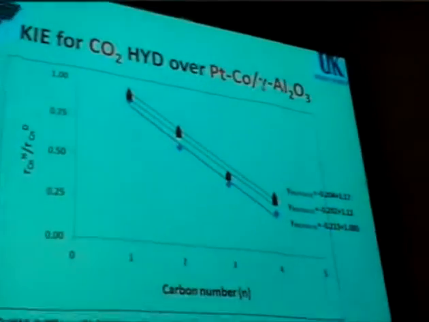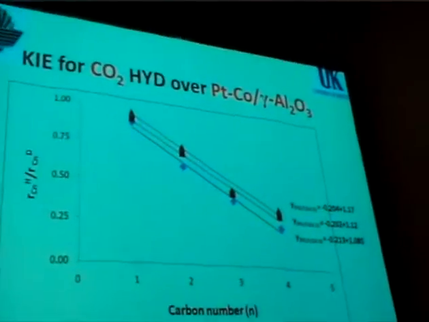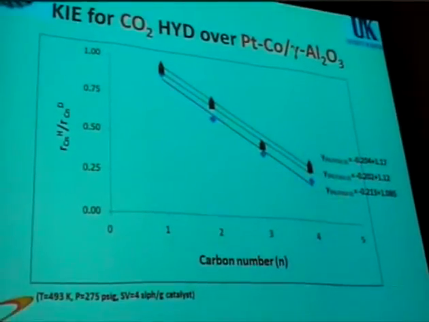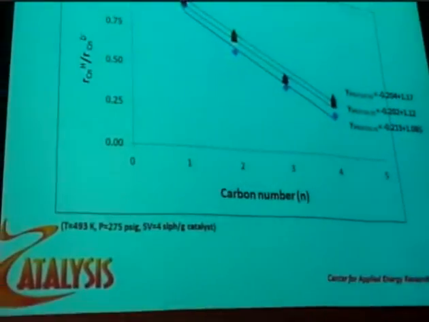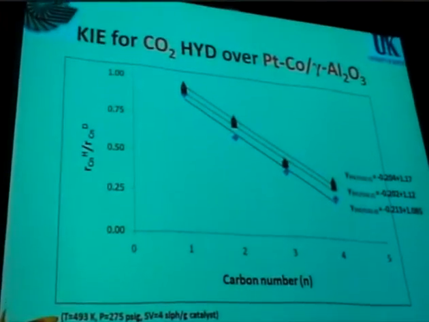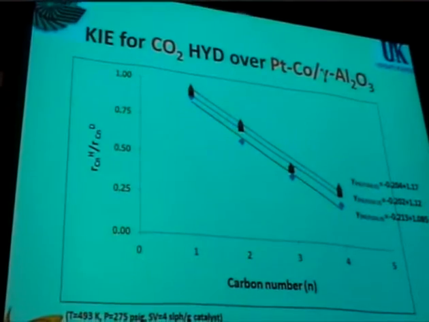If this is a plot of the data for the 3 hydrogen ratio for CO2 over platinum and cobalt, we see that we get a reasonably straight line, which we would expect if you have the same kinetic isotope effect for each step of the chain growth.